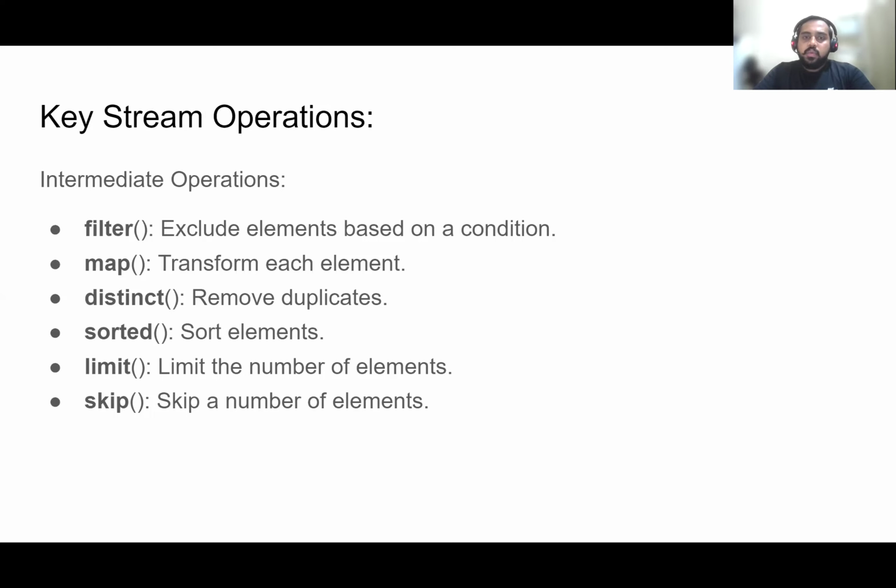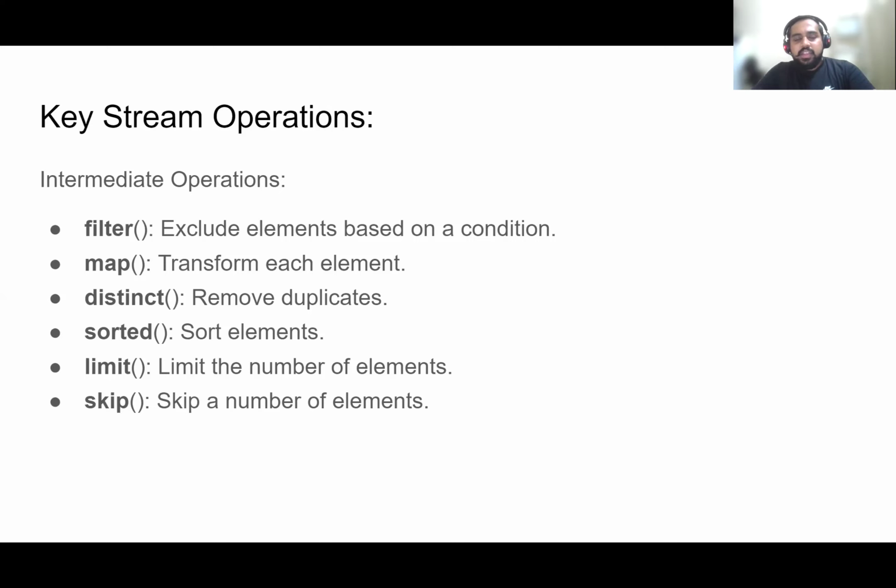First one is filter, which excludes elements based on some specific condition. Map, which transforms each element. Distinct means it will remove all the duplicates. And sorted, it will sort the elements based on natural order. If you provide a custom comparator, it will sort based on that.